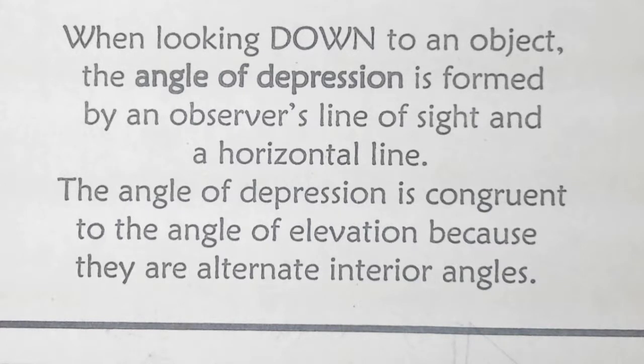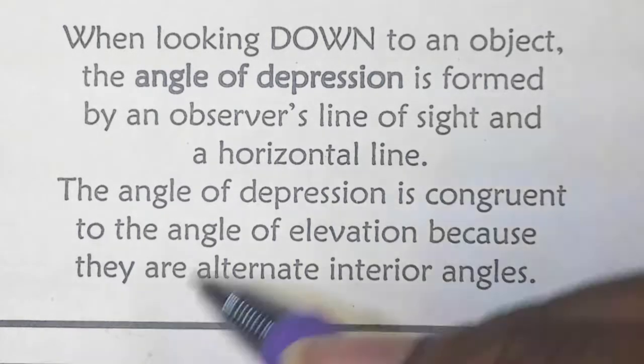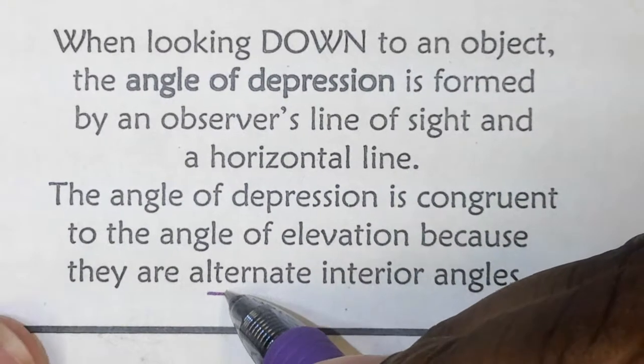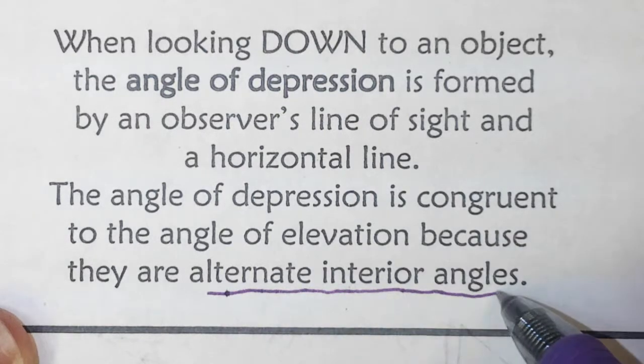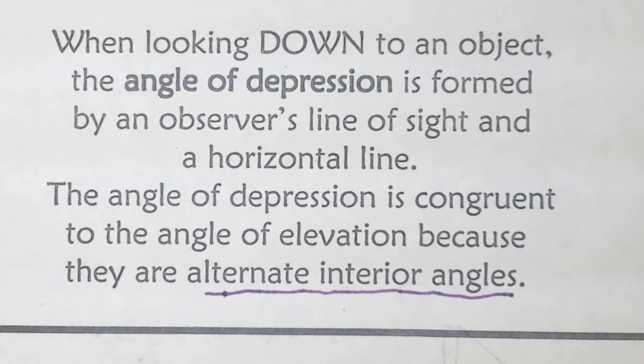In looking down to an object, the angle of depression is formed by the observer's line of sight and a horizontal line. The angle of depression is congruent to the angle of elevation that is given. Alternate interior angles. Underline or highlight if you need to. This is important. We talked about this before. I mentioned it earlier in this unit. Angle of depression is congruent to the angle of elevation because they are alternate interior angles.